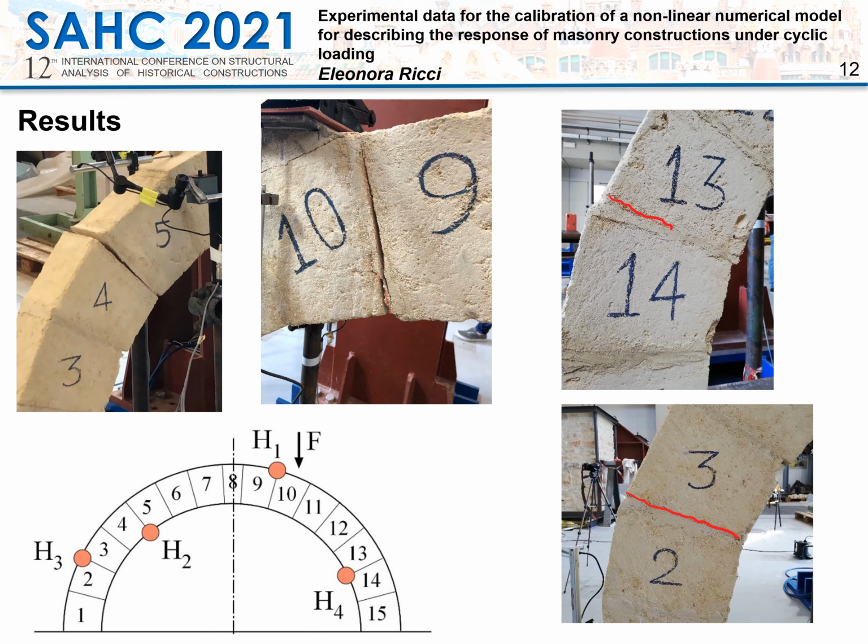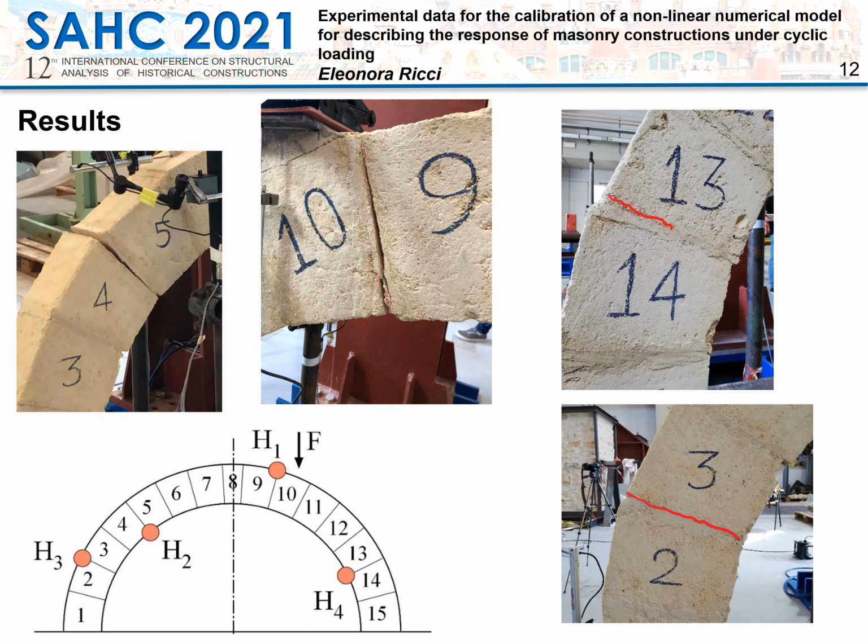The arch exhibited the classic 4 hinges mechanism. In particular, the first hinge, named H1, formed at the extrados between voussoirs number 10 and 9, near the load application point. The second hinge, H2, formed in a position symmetric to H1 at the intrados of the arch, between voussoirs number 4 and 5.